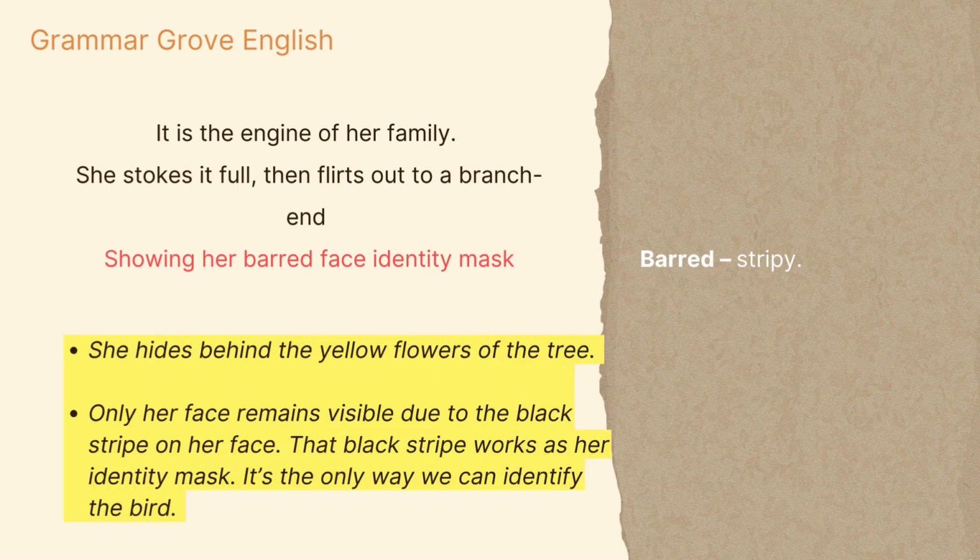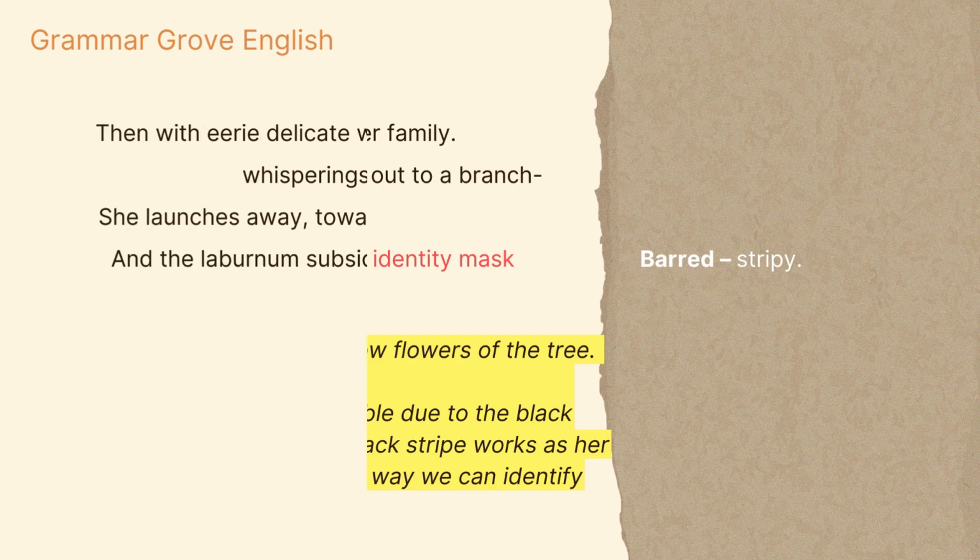On her face, there is a black stripe. Okay, her barred face. Barred as in stripy. So her face has a stripe. And that black spot or that black stripe is acting as her identity mask. Because of that black stripe, we can distinguish that bird from the tree. We can find out where the bird is. So because of that black stripe, we can identify the bird. So it is working as its identity mask.